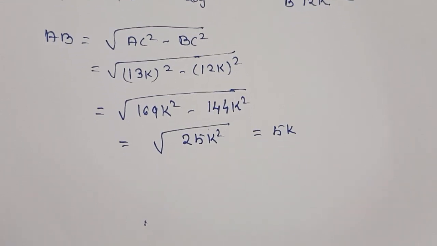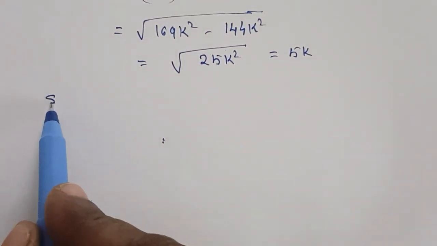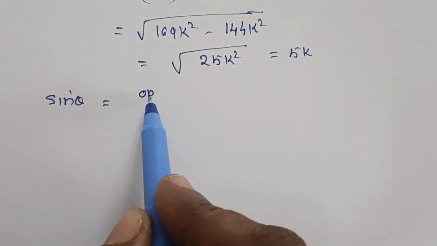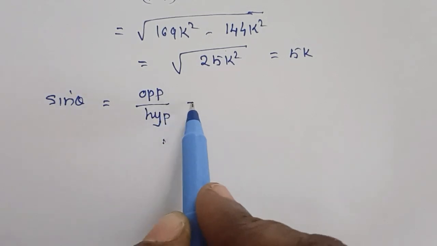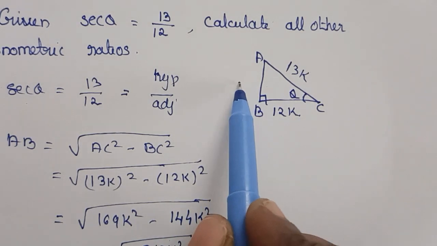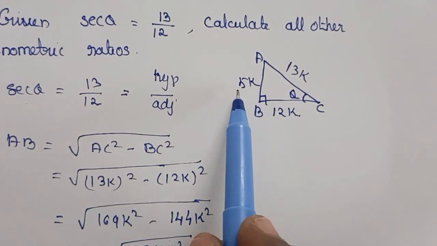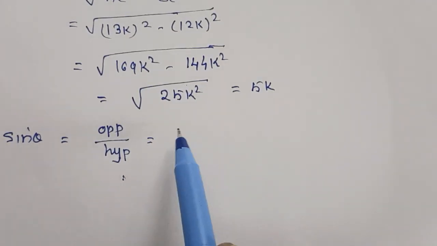Now we have to find all other ratios. First we have to find sin theta. Sin theta is equal to opposite side by hypotenuse. Opposite of theta, here we get AB equal to 5k, isn't it? Opposite of theta is 5k, divided by hypotenuse 13k. 5k by 13k.